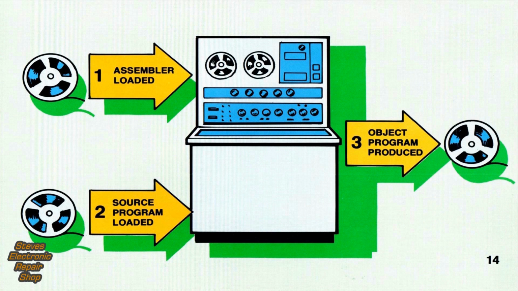The mechanics of the assembly process are shown here. First, the assembler is loaded into the computer and stored in memory. Next, the source program, written in assembly language, is loaded and likewise stored in memory. Now the computer runs, translating the source program into machine language, producing the object program. Notice that this process does not execute the program, but merely changes it into machine language.